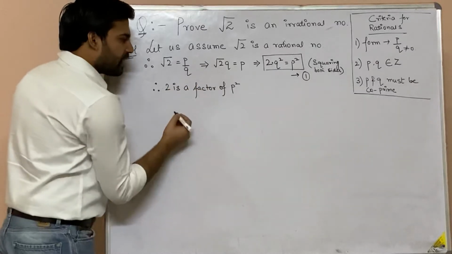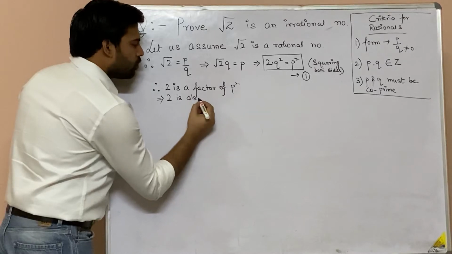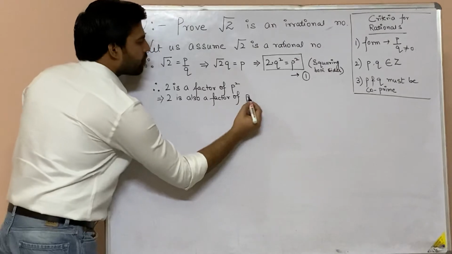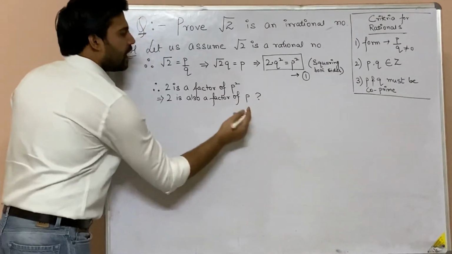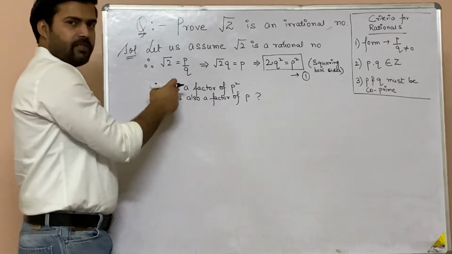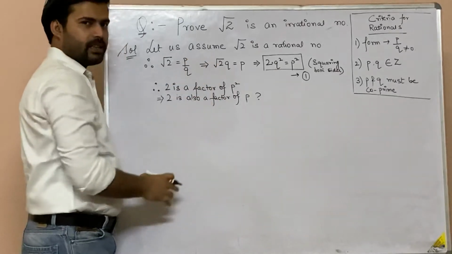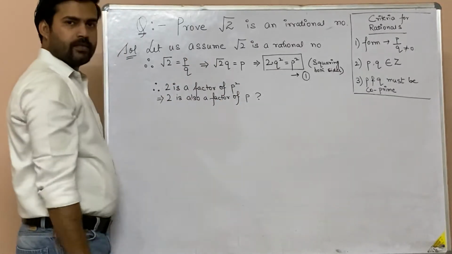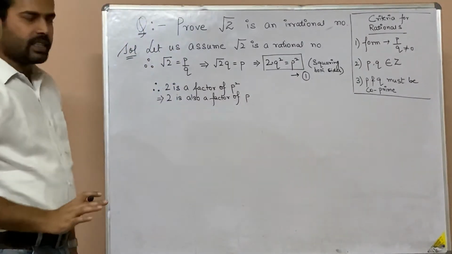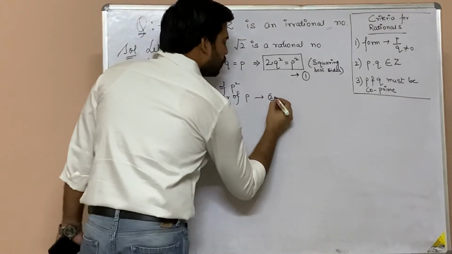Now, if 2 is a factor of p square, that implies 2 is also a factor of p. Why this statement? I just told you the theorem that we were doing in the beginning, that if p divides a square, then p divides a. So if 2 divides p square, then 2 will definitely divide p. This is what we have written. This is clear? Absolutely clear? So 2 is also a factor of p. Let this statement be statement number 2.